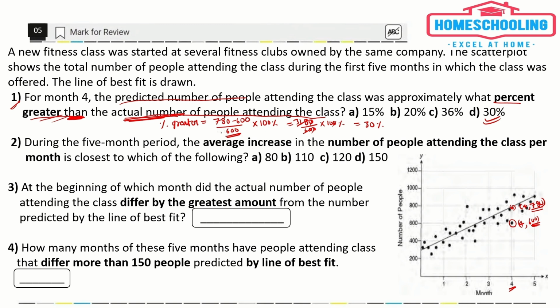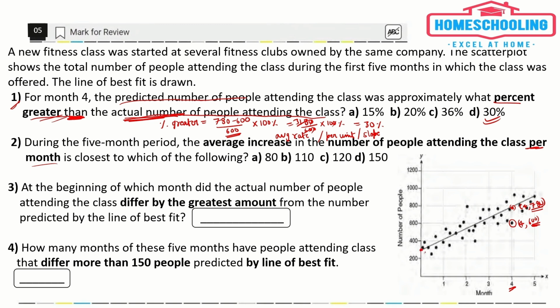Now in part 2 of this question, during the first 5-month period, the average increase in the number of people attending the class per month is closest to which of the following? So as we have already seen in question number 2, whenever an average rate or anything per unit is given in the question, that means we have to find the slope. So now what we're going to do, we'll take any 2 points on the line.